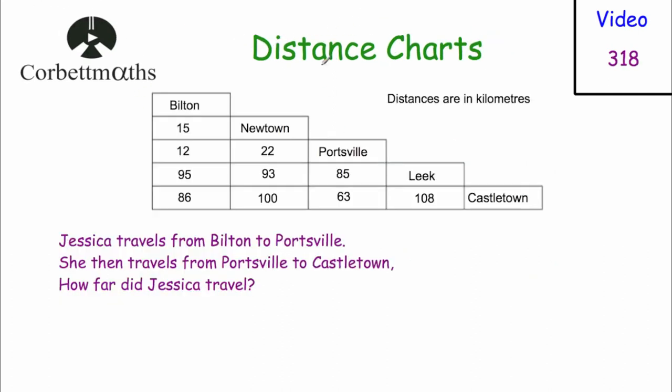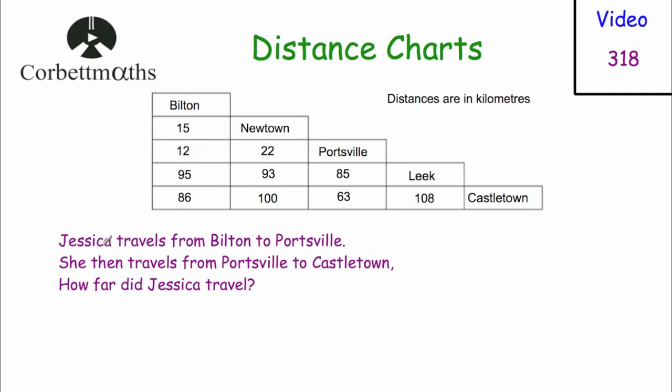Okay, our next topic is distance charts. So here's the distance chart, and you've got your towns, Bilton, Newtown, Portsville, Leek and Castleton. I actually saw one of these the other day in an Apple Green service station where it had all the different towns and cities and the distance between them. And here we've got some towns that I've just made up and the distance between them in kilometres. If you wanted to find, for instance, the distance between Bilton and Leek, you would just go to Bilton and go down until you got to the row that Leek was in, and you can see that's 95 kilometres. You could have started at Leek and gone across until you got to Bilton, which again would be 95.